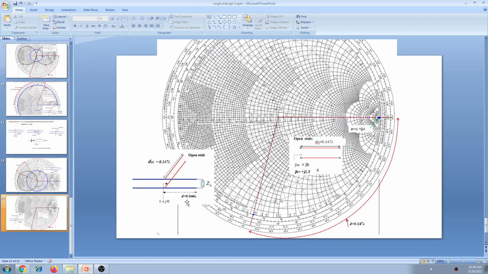In the next class, we will continue. This was about the single stub. We already studied quarter wave transformer matching, and this is single stub design. Next, one thing is left, that is L matching, how to match the load. That will be continued in the next class.